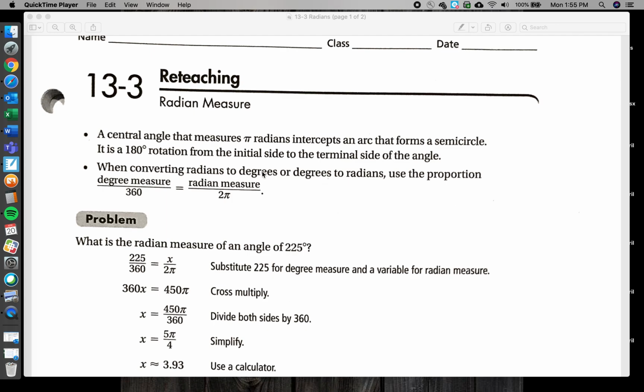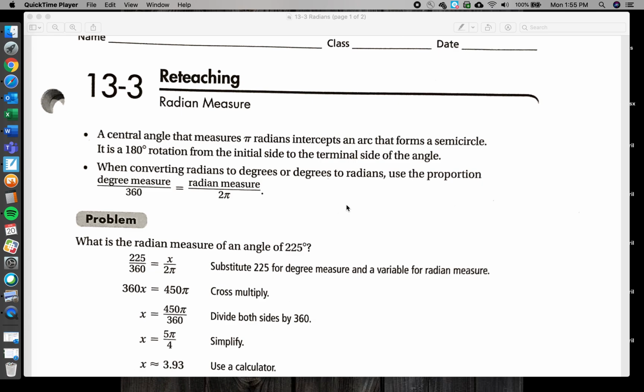When converting radians to degrees or degrees to radians, you just use the proportion. So you take whatever your degree measure would be out of 360, and that equals whatever the radian measure would be out of 2 pi. Okay. First thing you need to understand is what a radian is.